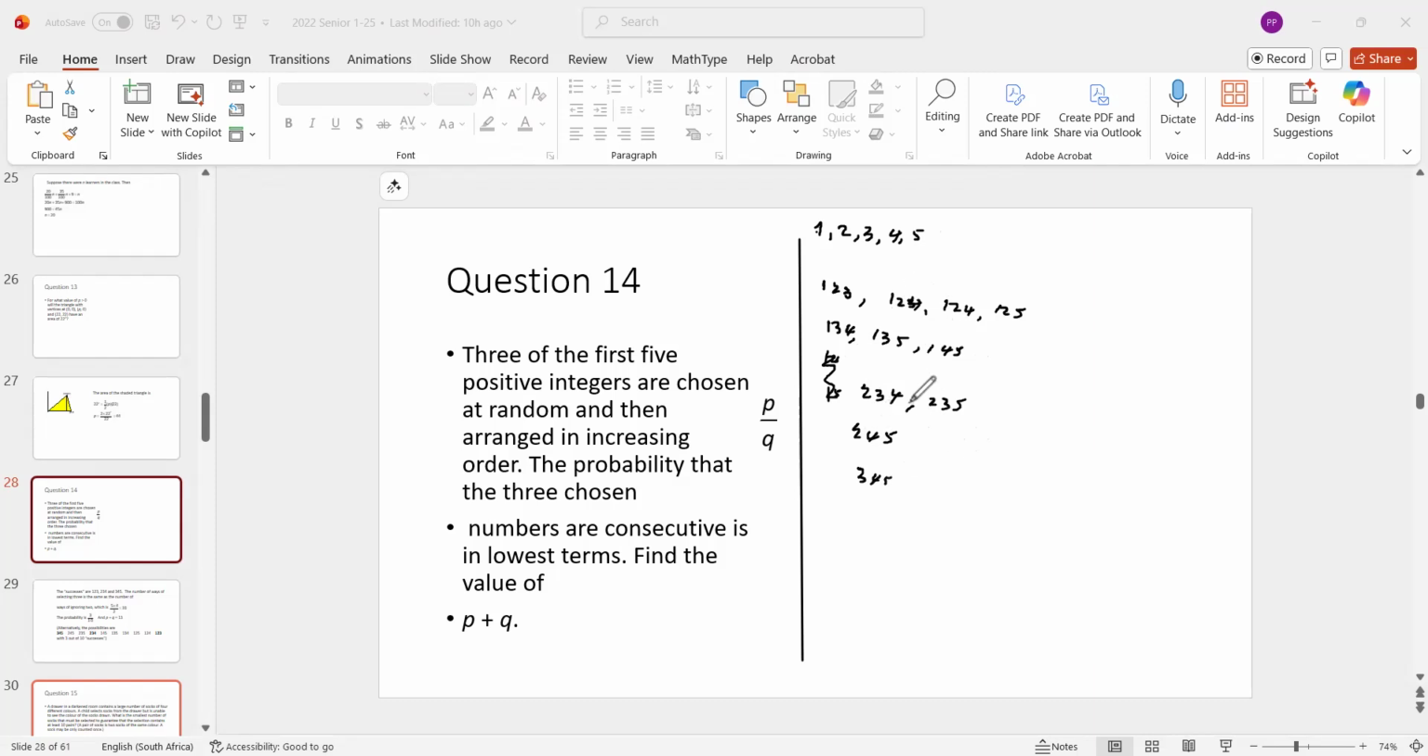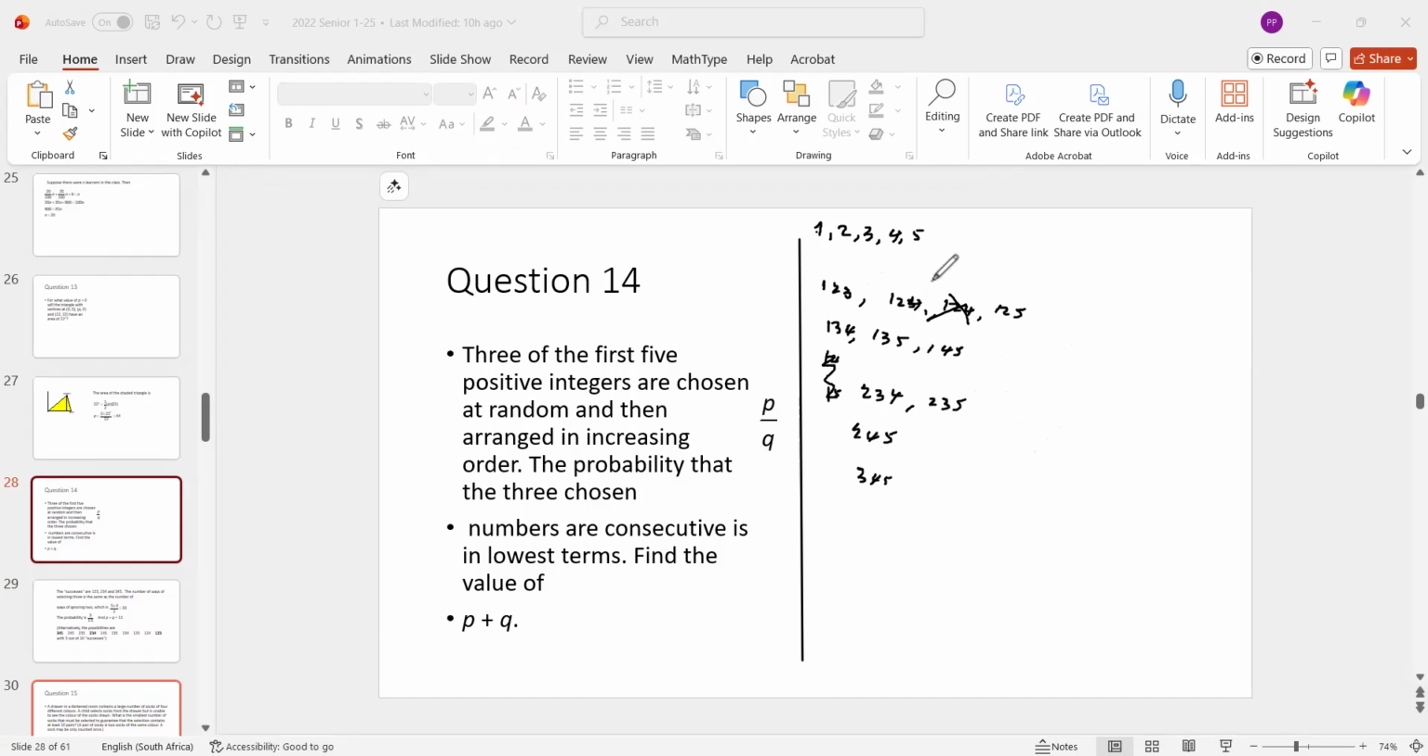Somewhere I repeated 1, 2, 4 there. 1, 2, 3; 1, 2, 4; 1, 2, 5. So you've got 10 altogether.